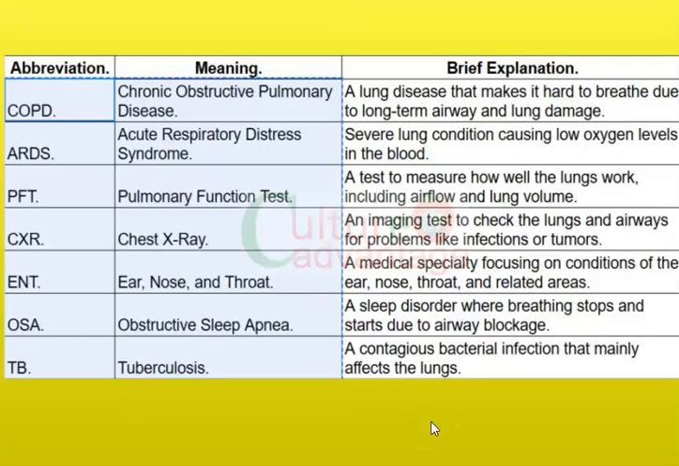OSA, obstructive sleep apnea. A sleep disorder where breathing stops and starts due to airway blockage.